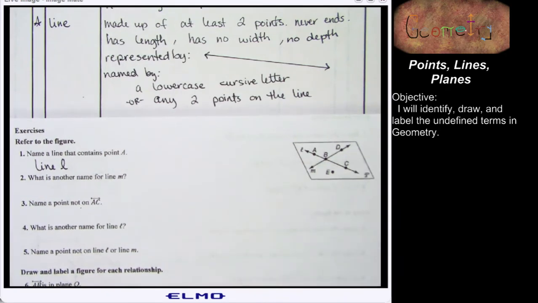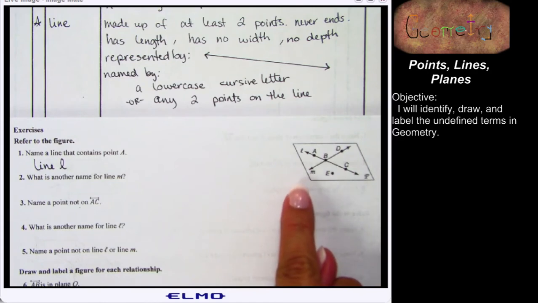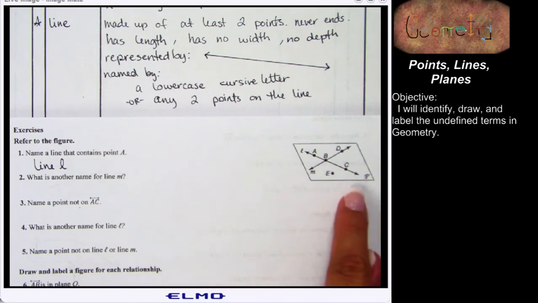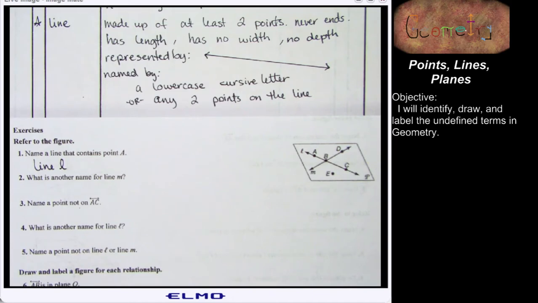Is that the only line that A goes through? You're saying P. Let's look. M. Okay, M. Does M go through A? No. It looks like P might, but is P uppercase or lowercase? Uppercase. So we can't use P to name the line because we need a lowercase letter. So P's not naming a line, it's naming something else. So back to the question, is there another line that goes through A? Doesn't look like one. There's not one drawn, right? But let's look at the description of a line. It's made up of at least two points. This means that whenever you have two points, you're going to have a line. Watch.